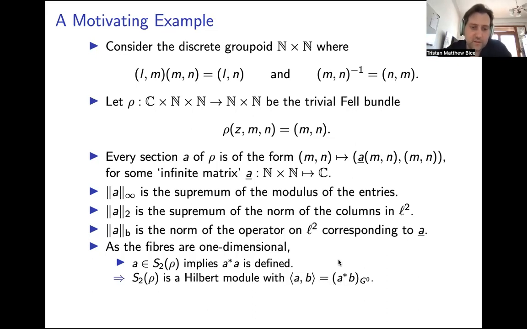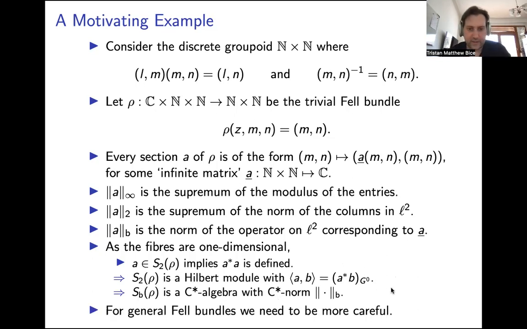And what that means is that you can easily define a Hilbert module structure on S2, right? That this product of A star B is well defined. We'll see why this is true very soon. And that in turn allows you to show that the elements with bounded B norm form a C star algebra. And this B norm here is indeed the C star norm.